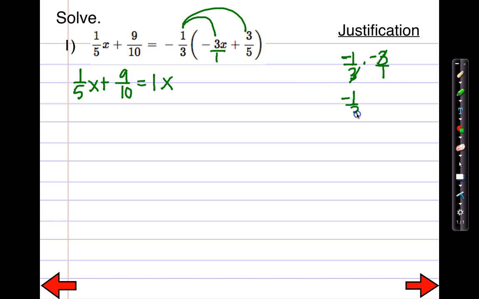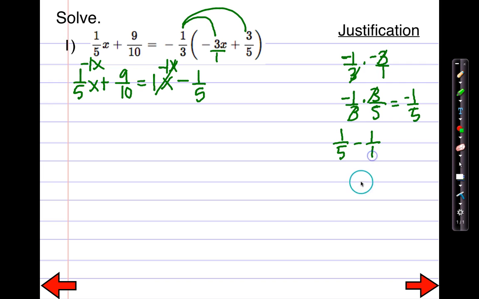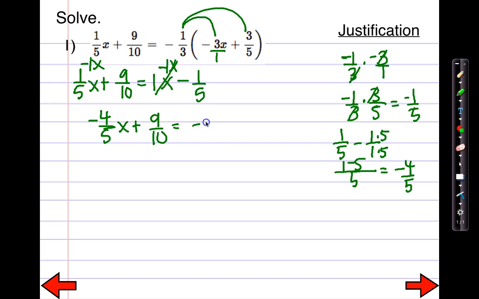Then I have a negative 1/3 times the positive 3/5. I notice the 3's cross cancel, which leaves me with negative 1/5. Now I do notice I have variables on both sides. I do want to isolate it to one side, so I'm going to go ahead and subtract 1x from both sides. So I'm going to have 1/5 minus 1. I'm going to make it into a fraction by putting it over 1. 5 is going to be my lowest common multiple. That doesn't change, but this one will have to change by 5. It's going to leave you with negative 4/5 x plus 9/10 equals negative 1/5.